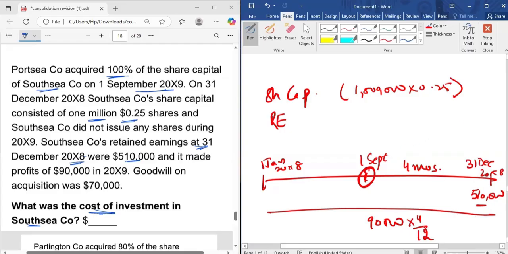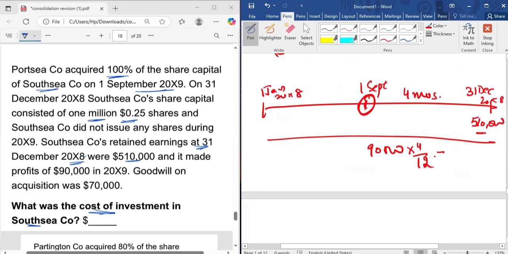Just give me a second. First, let's calculate 4 by 12 of 90,000. It will come out to be 30,000, right? So see how you'll do this. Do not take 4 by 12 of this. We have to calculate retained earnings at this date.